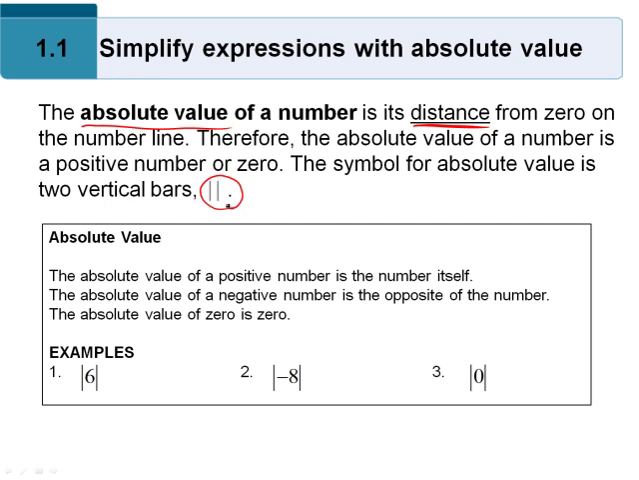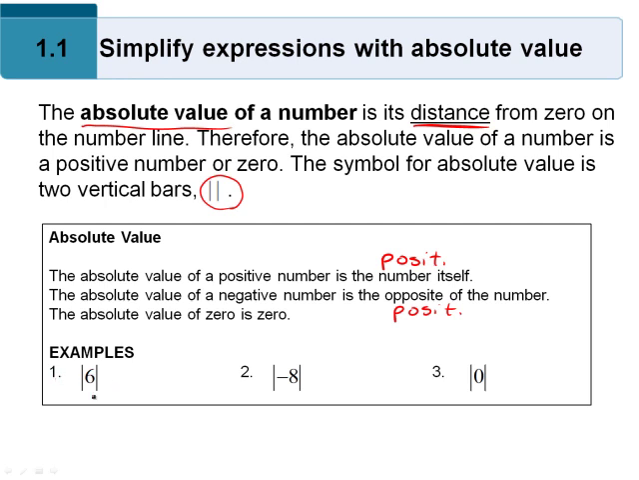Look down here. It says the absolute value of a positive number is the number itself. So basically positive. And then the absolute value of a negative number is the opposite of the number. Basically positive, same idea. The absolute value of 0 is just going to be 0 because 0 is not considered to be negative or positive. It's just 0. So let's look at these examples.